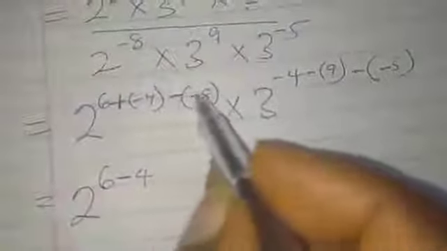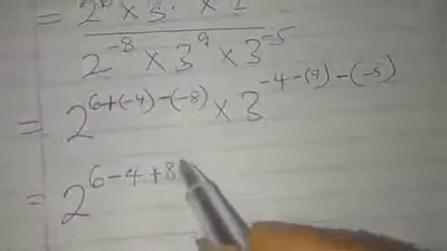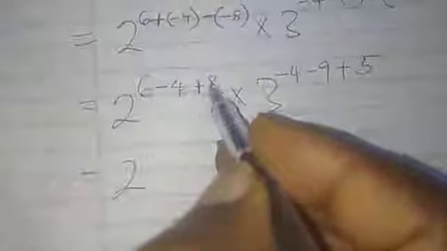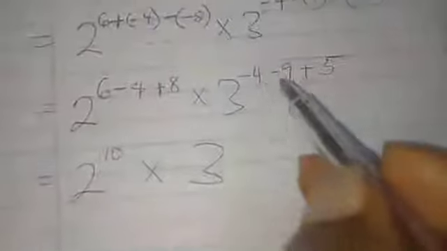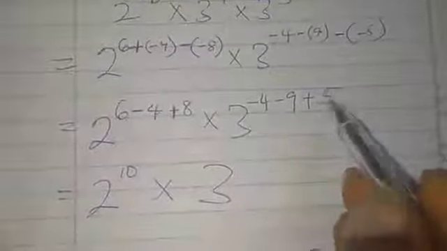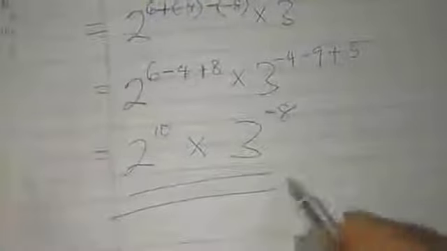This is plus and minus. Plus times minus will give me minus. There is 4 there. Minus, double minus here will become plus. This is 8 times 2 raised to power. This is minus 4, minus 9, minus 4, minus 9. But there is double minus here. It will become plus. Plus 5. So this is now 6 minus 2. This is 6 minus 4, that is 2. 2 plus 8, 10. Times 3 raised to power. Minus 4 minus 9. That is minus 13. Minus 13 plus 5. That is minus 8. So we can't simplify further. So this is our answer.